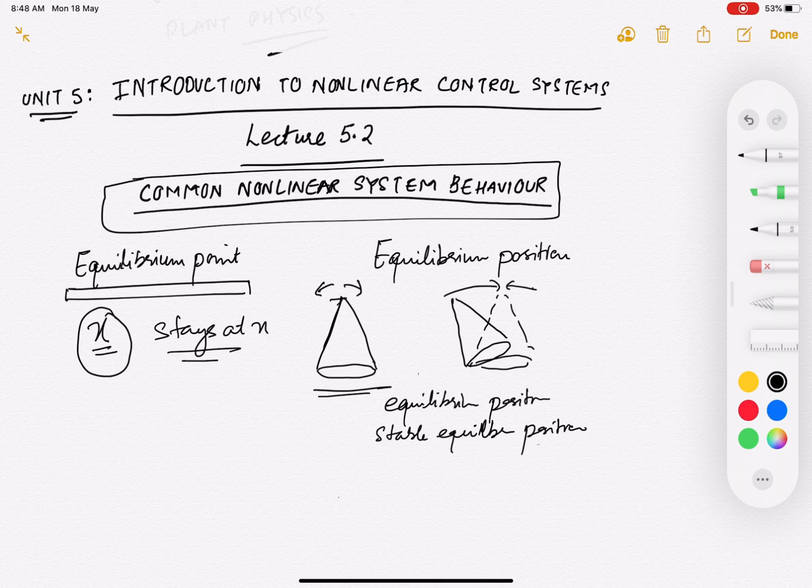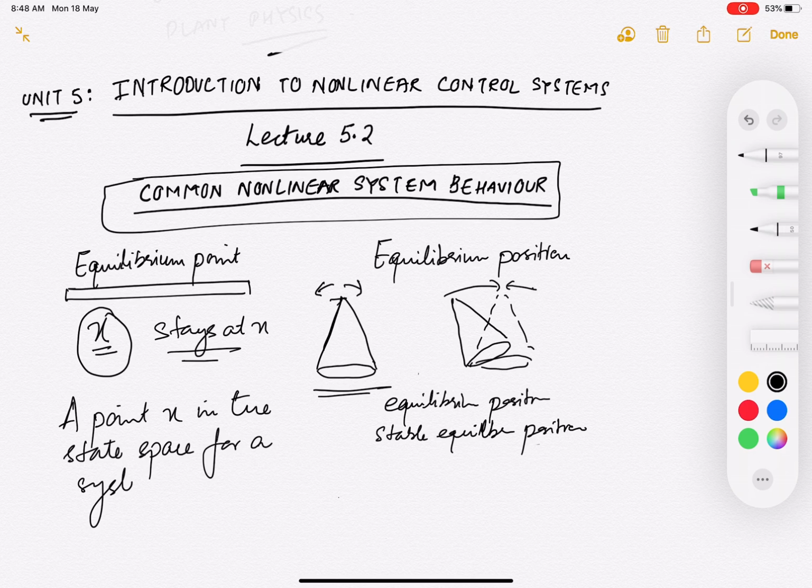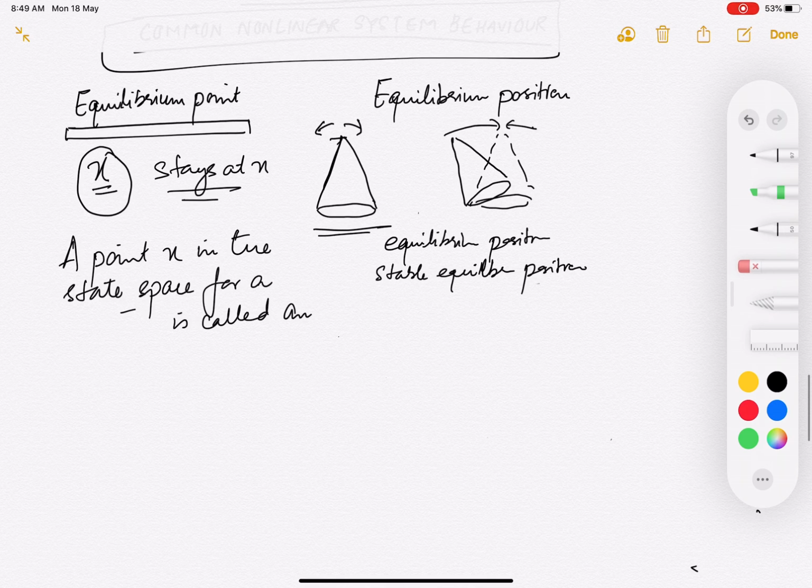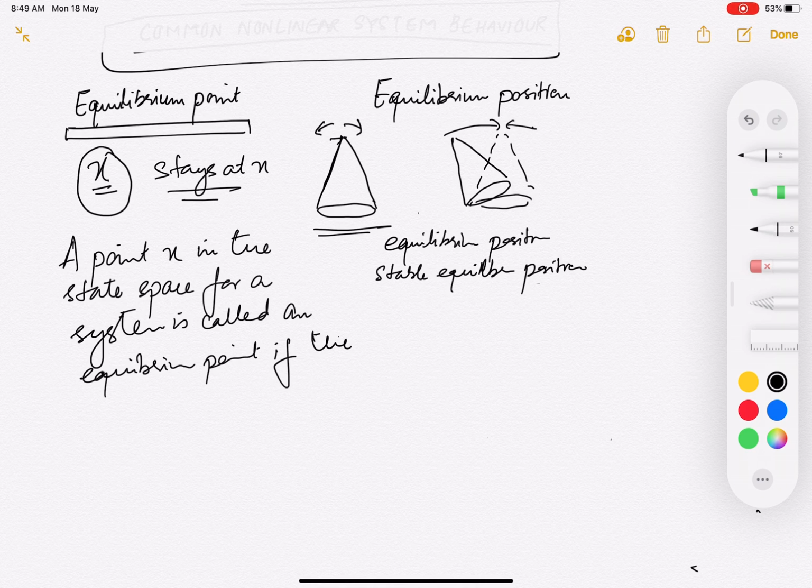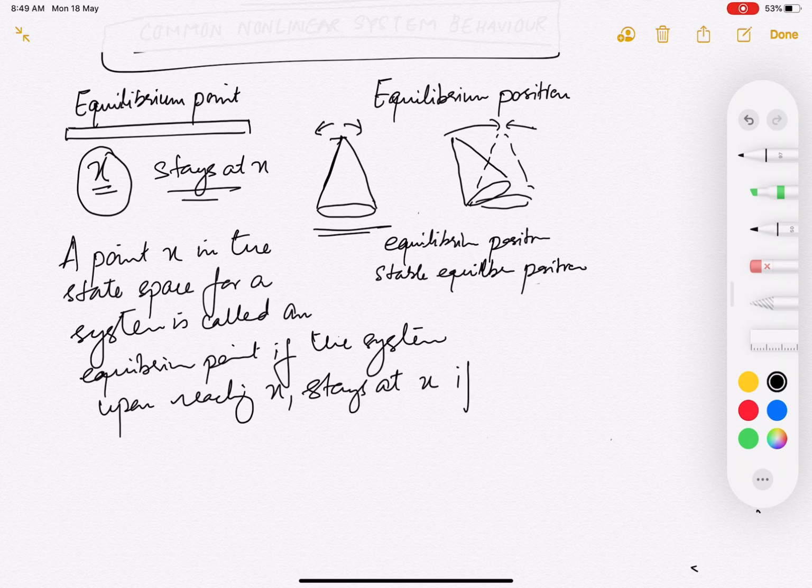Roughly, a point x would be called an equilibrium point, right? So let me write this: a point x in the state space for a system is called an equilibrium point if the system upon reaching x stays at x if undisturbed, right? So you're making the inputs 0.